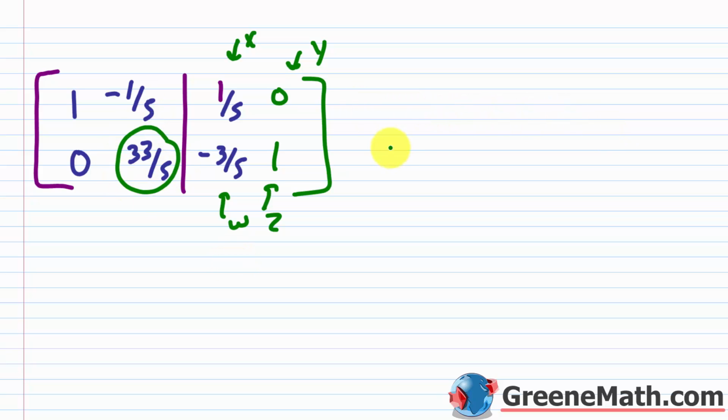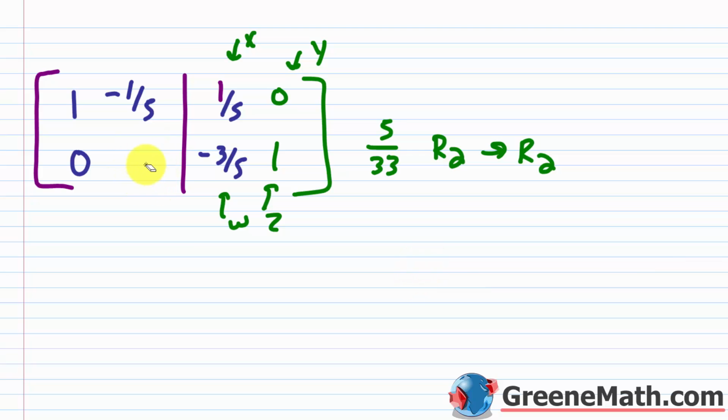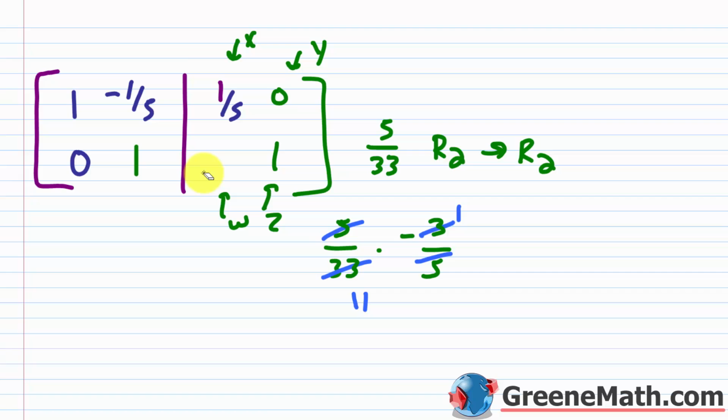So I'm going to multiply row 2 by 5 over 33. That's what I'm going to replace row 2 with. And so we know this is a 1. We don't even have to worry about this. This right here, if I did 5 over 33 times -3/5, the 5s are going to cancel. The 3 over the 33, we know they're each divisible by 3, right? So we say this is a 1 and this is 11. So this right here is going to be -1 over 11.